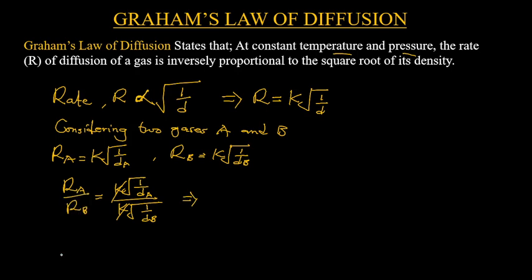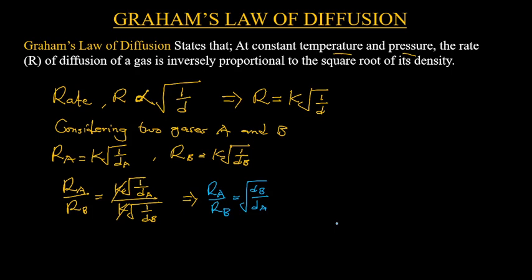What we are going to have is the ratio of diffusion of A to the ratio of diffusion of B equal to the square root of the density of B, dB, over the density of A. Notice it is being reversed because we are dividing and these are fractions. So this is one of the equations for determining the ratio of diffusion between two gases.